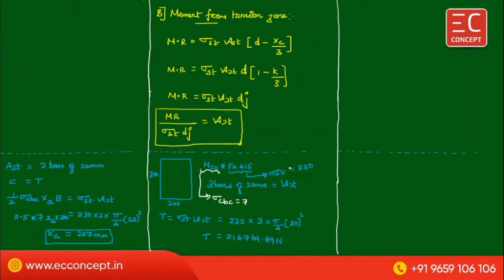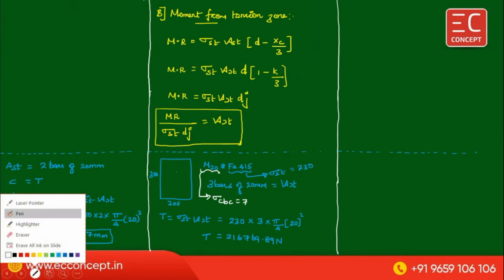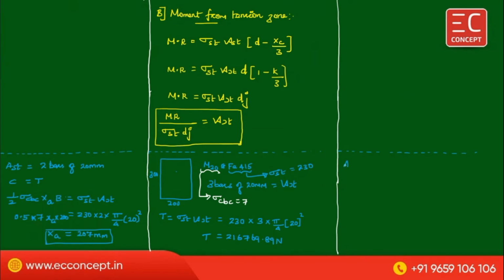Suppose this is the bifurcation point, that is a balanced section. If we increase the area of steel, AST, then it becomes over reinforced. If you reduce the steel, then it becomes under reinforced. Here, 4 bars of 20 mm diameter. We know that C is equal to T.